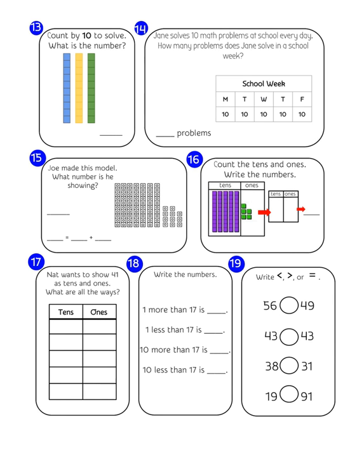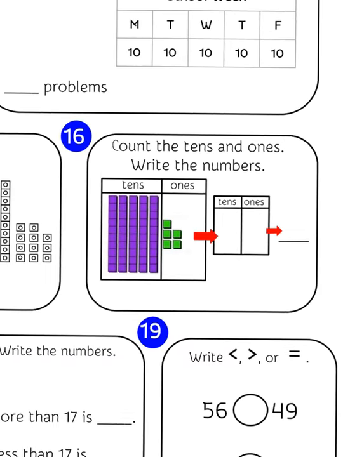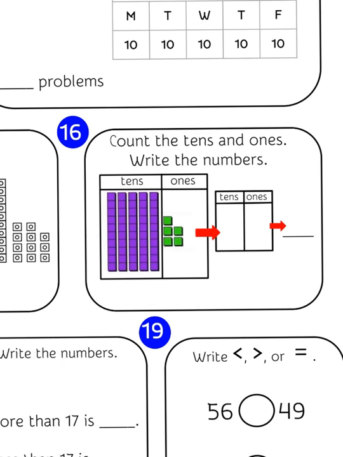We are on number 16. Count the tens and ones and write the number. Count how many tens and write that number here. Count how many ones and write that number here. What number does it make? Write the number here. Pause your video. Press play when you're ready to begin.